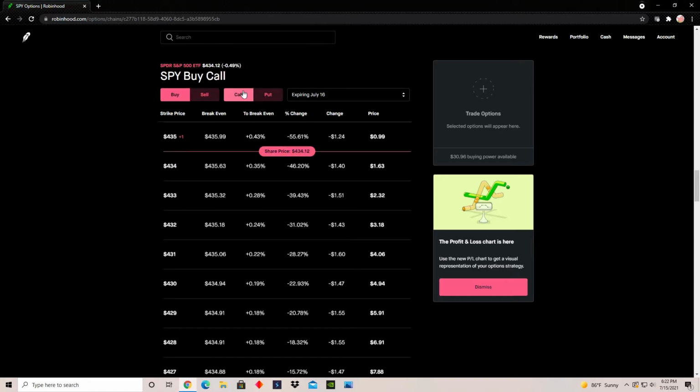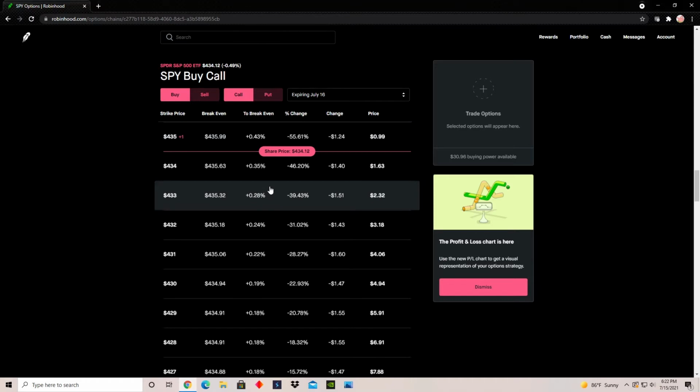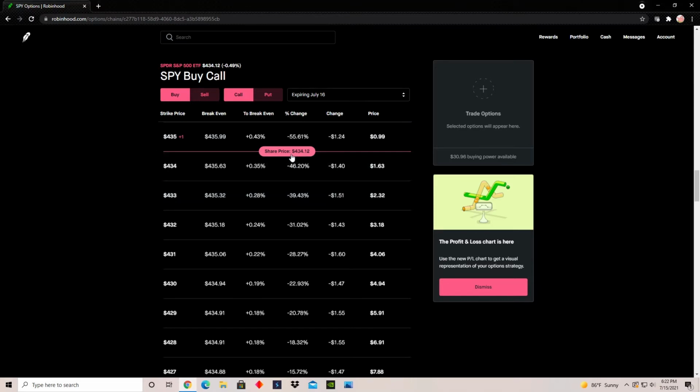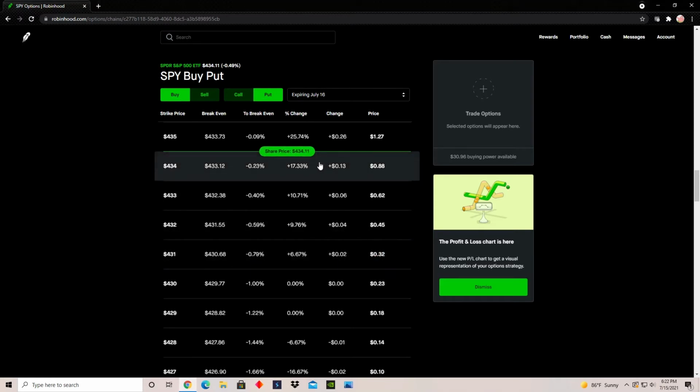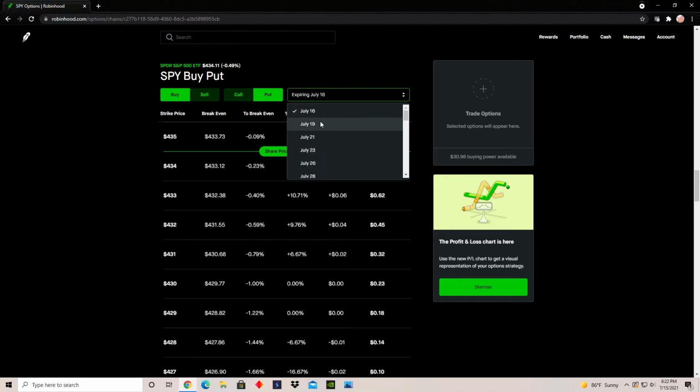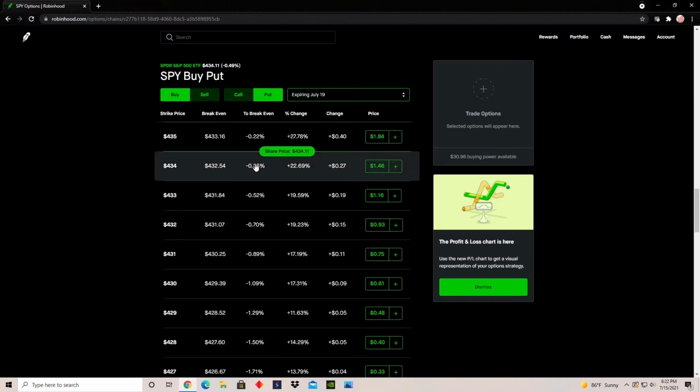A call is an options contract where you're saying that you think the share price of the stock or ETF you're playing with is going to increase in value. And a put is the exact opposite of a call. It's saying that you think the share price is going to decline in value. And we're going to pick a different expiration date here. Let's go with July 19th.